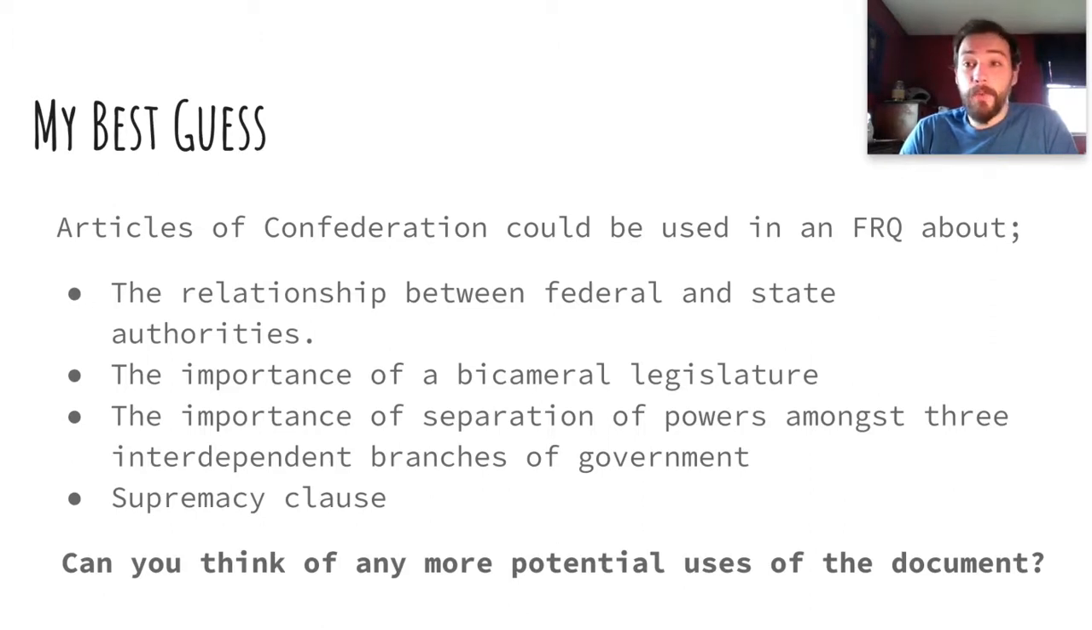The importance of separation of powers amongst three interdependent branches. Again, the Articles only have one. We're going to realize that you can't leave it up to the states to execute and interpret the federal laws, that you need a federal executive and a federal judiciary to do so. And lastly, the supremacy clause. In that sphere, in that area where the federal government has authority, they have to be able to force compliance among the states, or else you don't have a federal government. You effectively have the same problem as existed under the Articles.